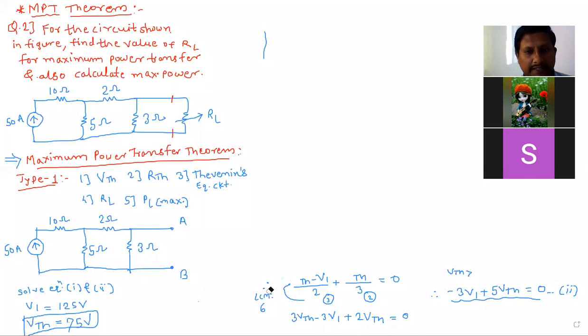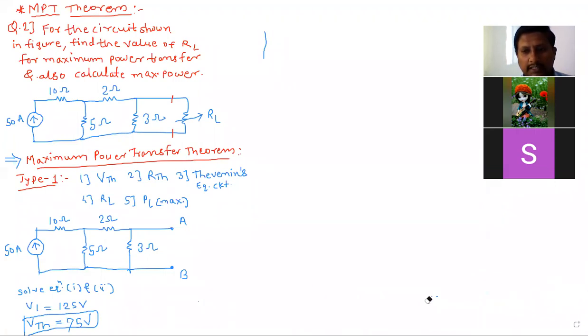So we have calculated VTH as 75. Now the next thing is RTH. For RTH, what do we have to do? What changes will come in the diagram? We have to open the current sources. Yes, very good. So we have to open the current source.